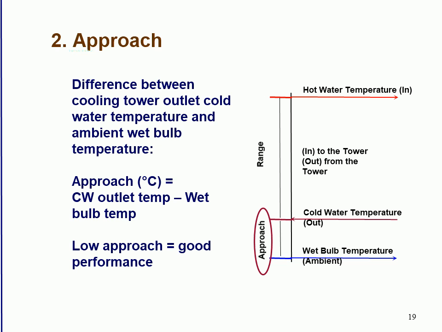temperature. The formula for approach is cooling tower approach in degrees Celsius is cold water outlet temperature minus the wet bulb temperature. The lower the approach, the better the cooling tower performance. Although both range and approach should be monitored, the approach is a better indicator of cooling tower performance.